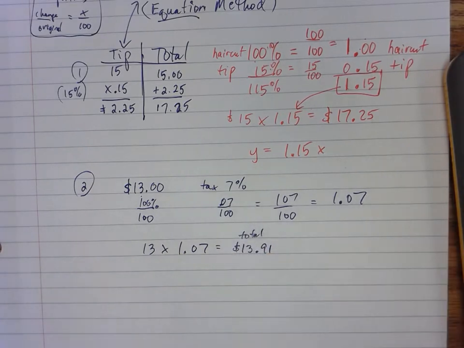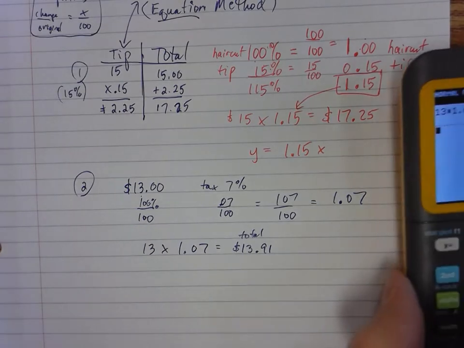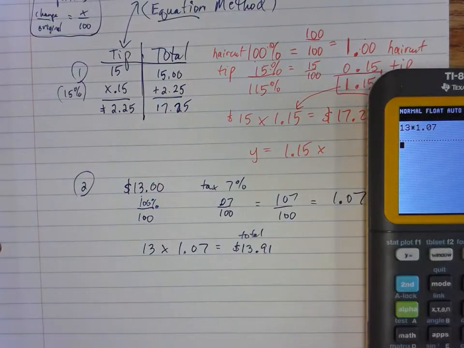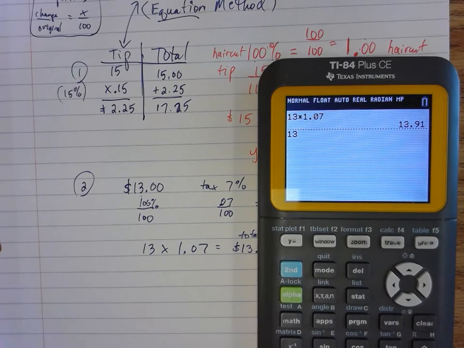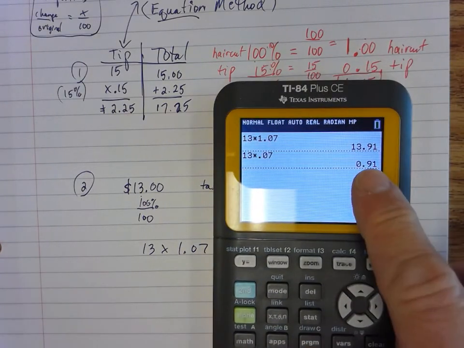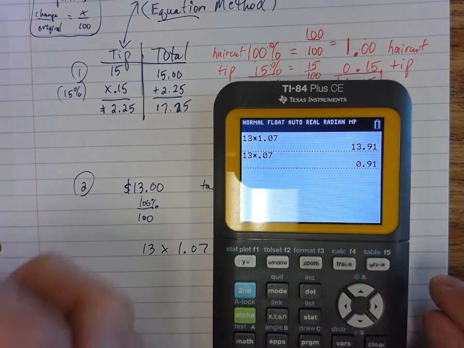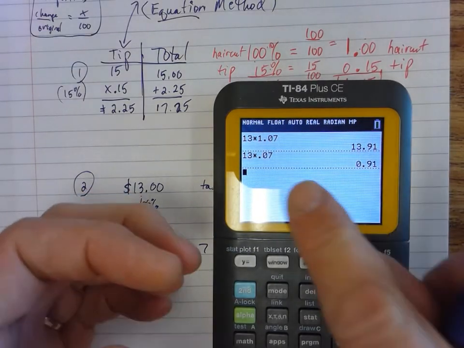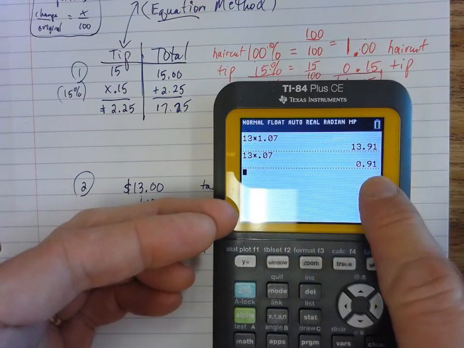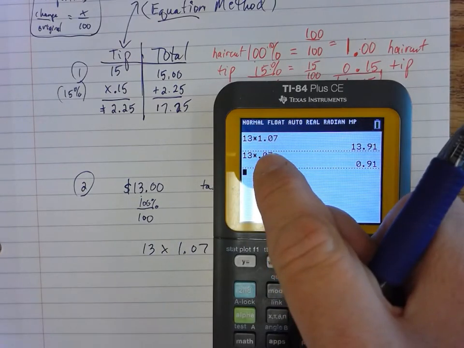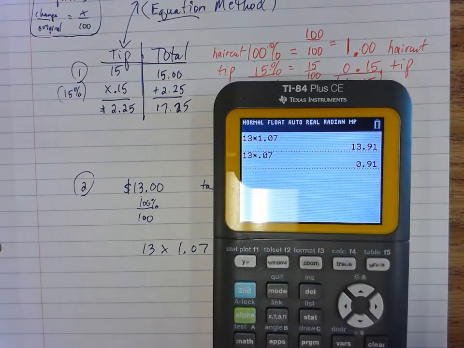Now, if you just really want to know what the tax is, of course, you can go back and do it the old method like we did up here, and you could just do 13 times 0.07, and you can see, of course, that the tax is 91 cents. So if it asks you just for the tax, you want to do it this way, okay, where you multiply it by 0.07. If it's asking for the total, now you can do it this new way, where you just put a 1 in front of it, and that'll automatically give you the price plus tax.